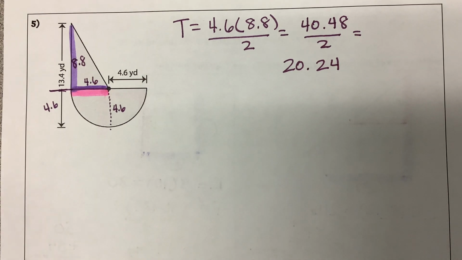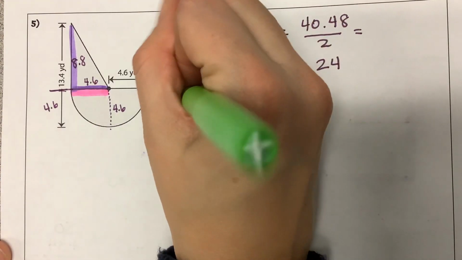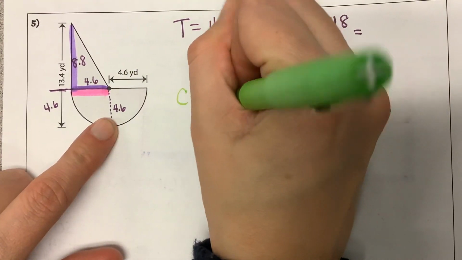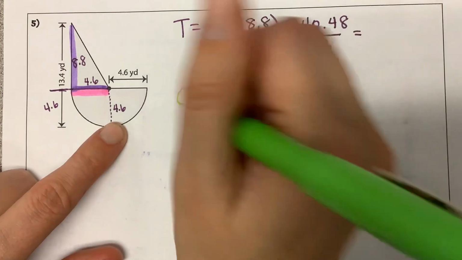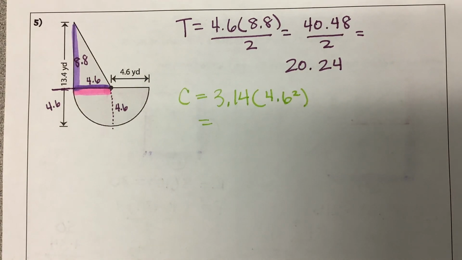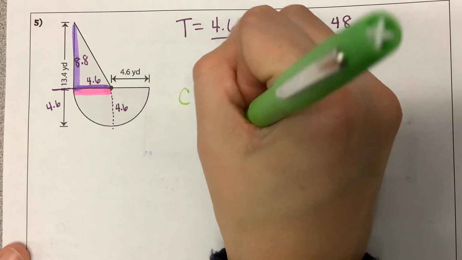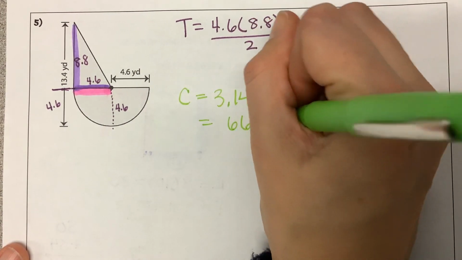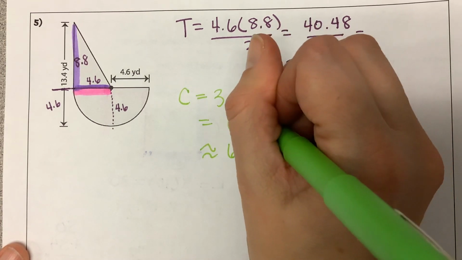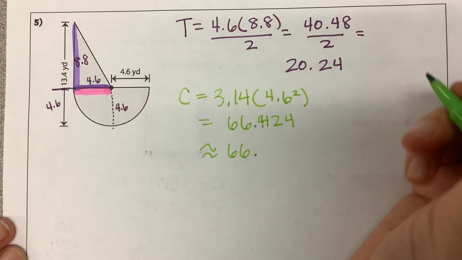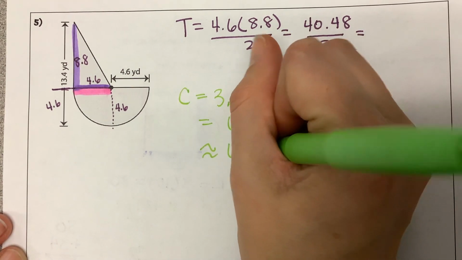Now, for our circle, we have pi times our radius, which we know is 4.6 squared. So pi, 3.14 times our radius of 4.6 squared, we get 66.424, or about 66.4.